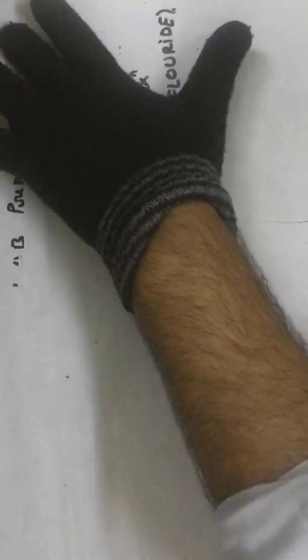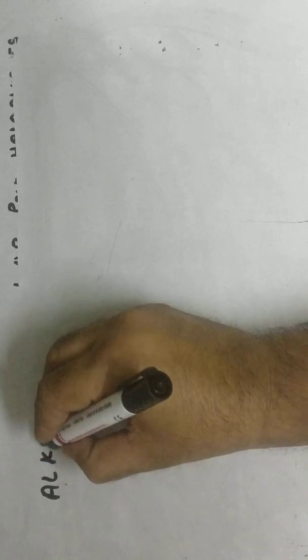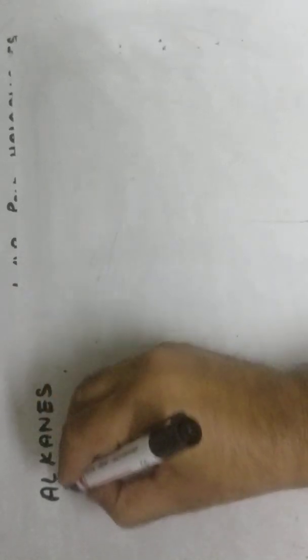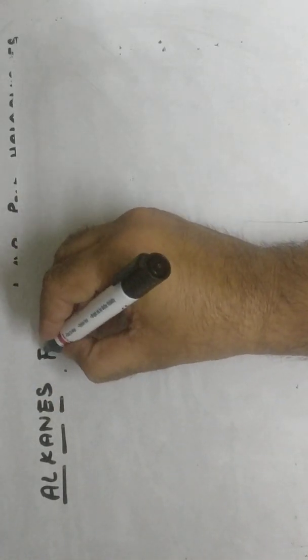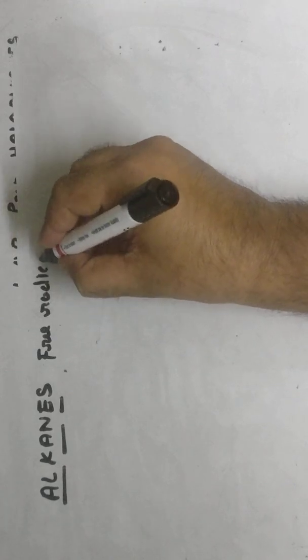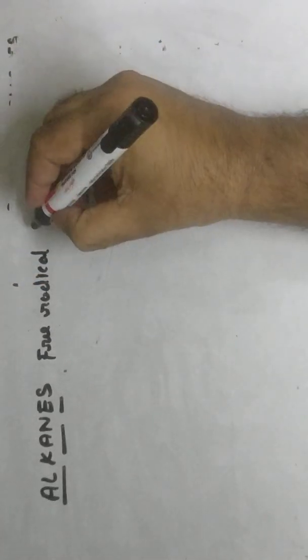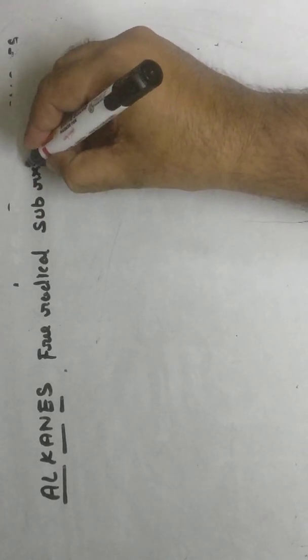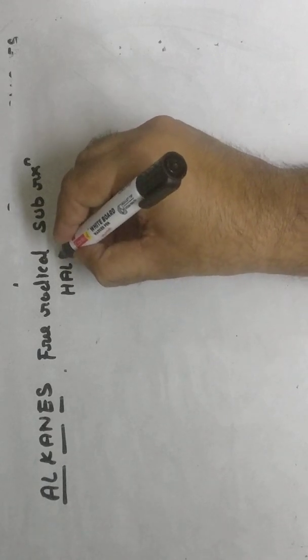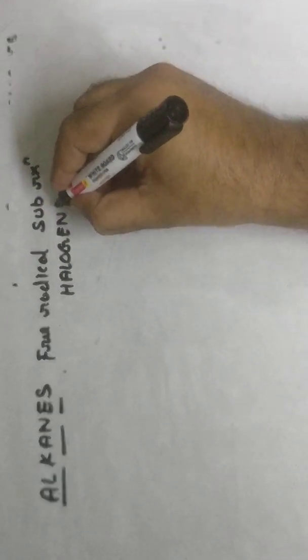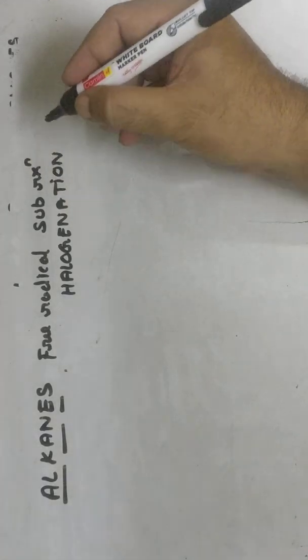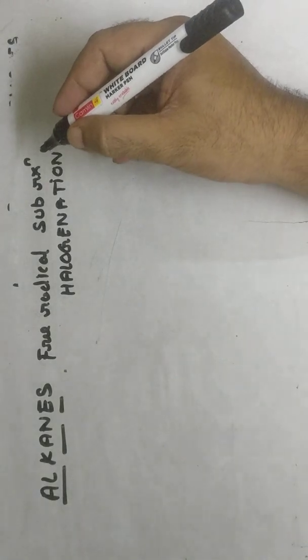So let's see how we convert all these compounds into the alkyl halide. First of all, let's start from alkanes. From alkanes, we are going to prepare alkyl halide by simply using a free radical substitution reaction, which is nothing but halogenation. We'll be doing halogenation of alkanes to convert them into alkyl halide. It is an example of a free radical substitution reaction.